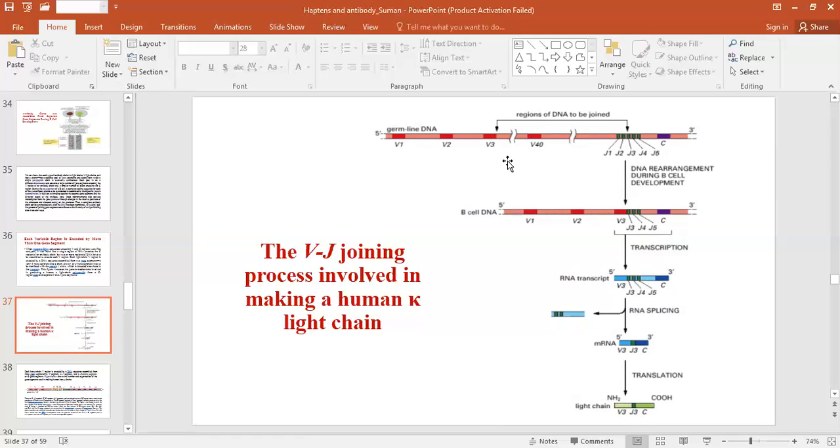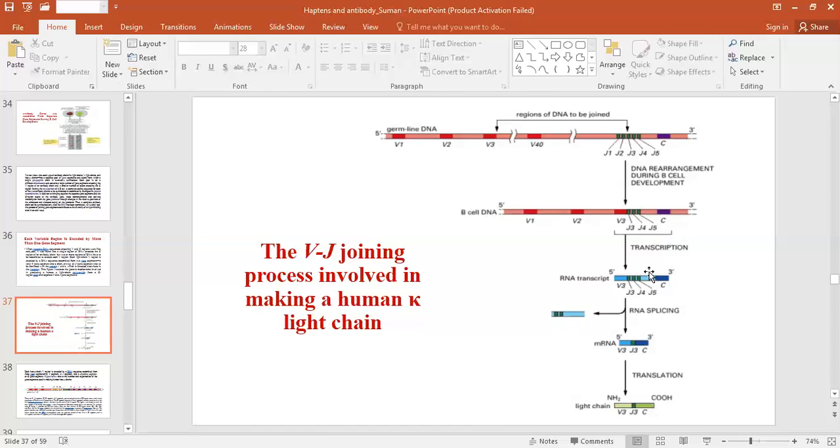And it's not that they are going for transcription directly. Then the RNA transcript that is coming from the B cell DNA via transcription, there you can see they are again removing V1 and V2, and then conserving V3, J3, J4, J5 and C. So C is the sequence that is responsible for encoding the C region of an immunoglobulin. And these are the sequences that are responsible for the variable kappa as well as the lambda chains.